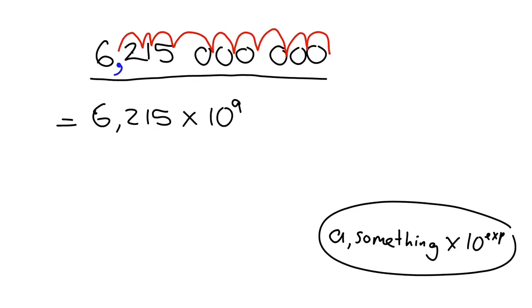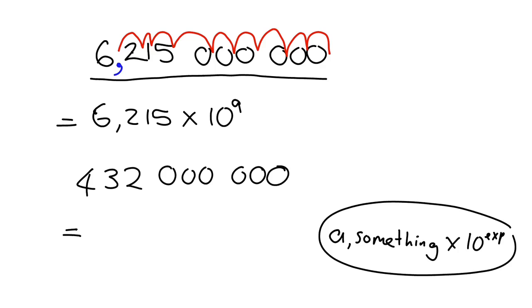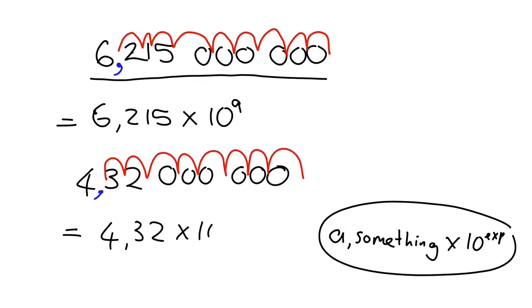I want you to try one now. In your homework books, turn this number here into scientific notation. Pause the video now and quickly do it. So you want it to be written as 4,32 multiplied by some power of 10. What power of 10? Well, it's 1, 2, 3, 4, 5, 6, 7, 8. So it is 4,32 times 10 to the power of 8.